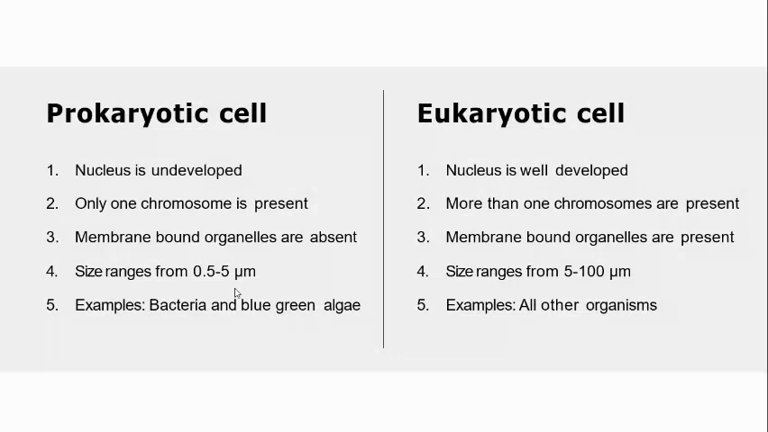Size ranges from 0.5 to 5 micrometers. And examples of prokaryotic cells are bacteria and blue-green algae. While in the eukaryotic cell, membrane-bound organelles are present, size ranges from 5 to 100 micrometers, and examples are all other organisms except bacteria and the blue-green algae.